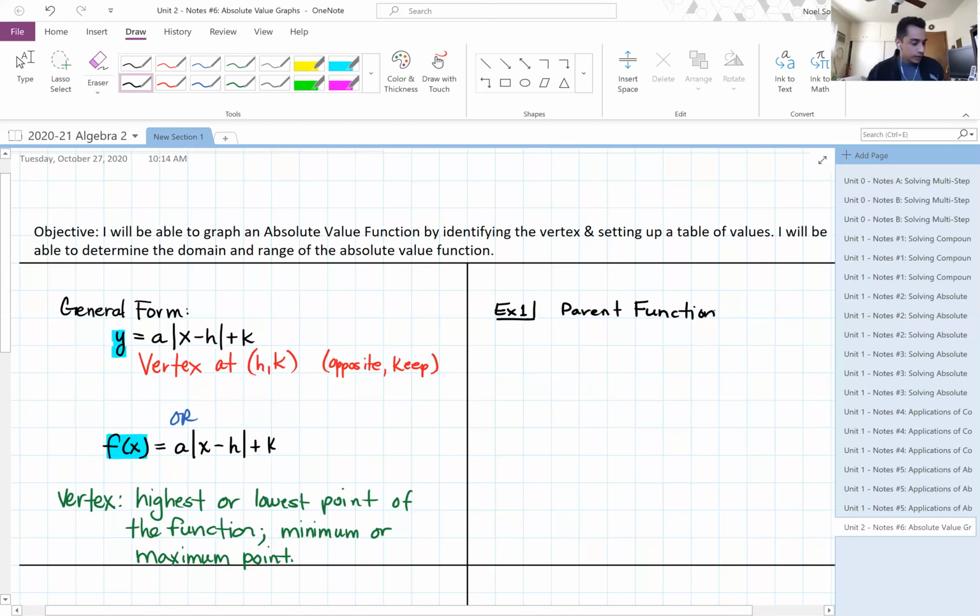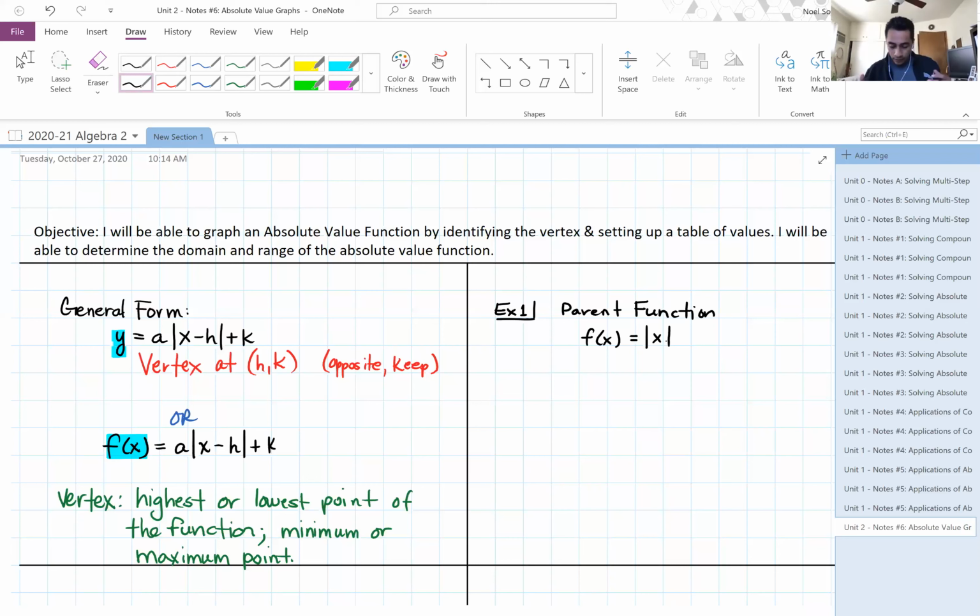Right, and discuss what the parent function is. Right, so the parent function is simply y equals, or in this case, I'm going to use f of x. F of x is equal to the absolute value of x. Right? It is the parent function. It is the original absolute value function where no transformations have occurred to it. There's no dilations, no reflections, no translations, nothing.